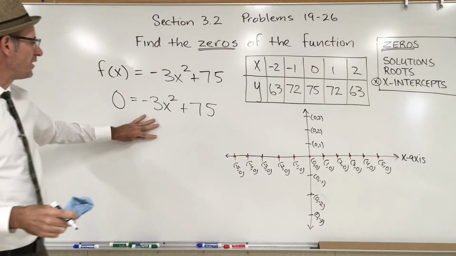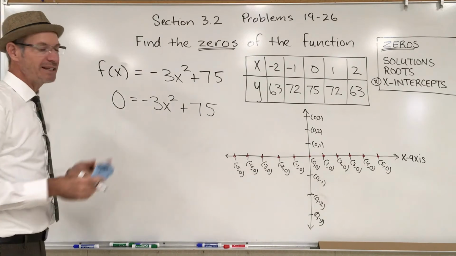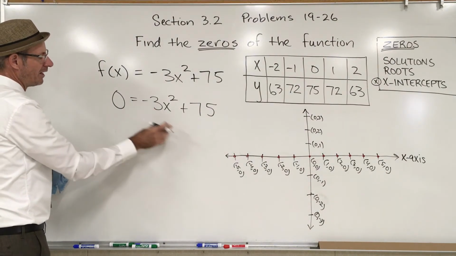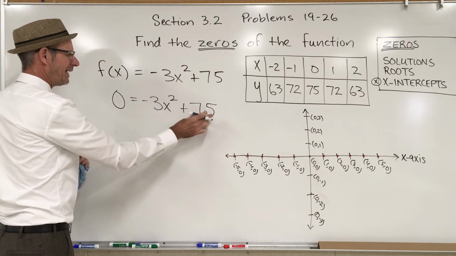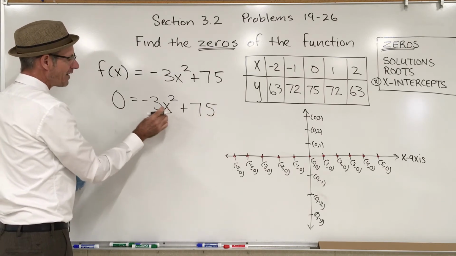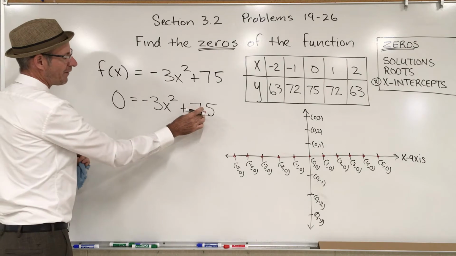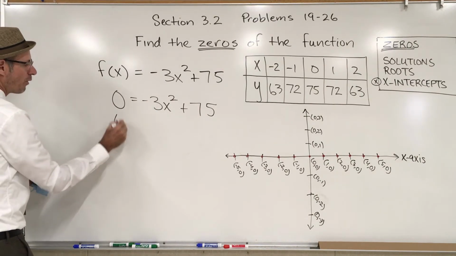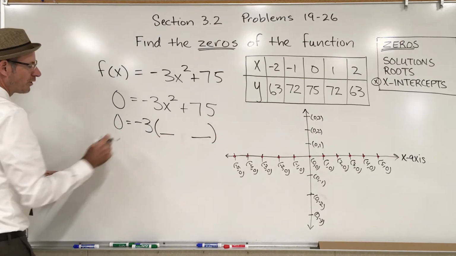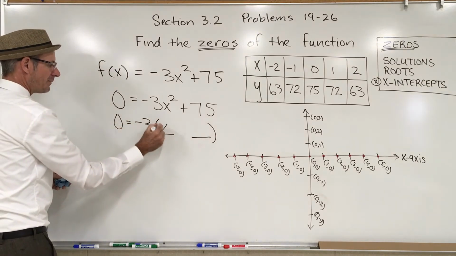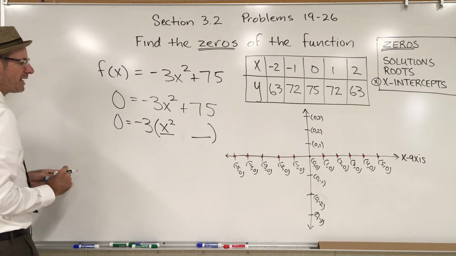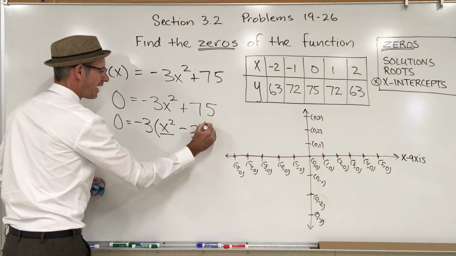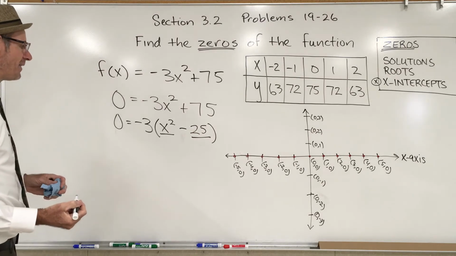So the first thing we need to do if we're going to solve this equation is we need to take out the greatest common factor. So our a value is negative, our c value is 75. I know that 3 goes into itself once and 3 goes into 75 25 times. So now my equation is going to look like this. So I'll have negative 3 times x squared is negative 3x squared. And negative 3 times negative 25 gives me positive 75.